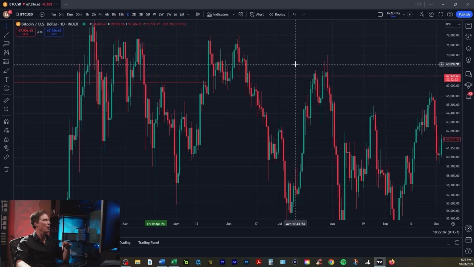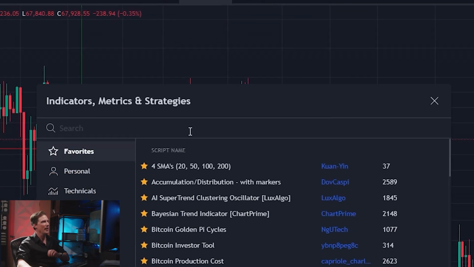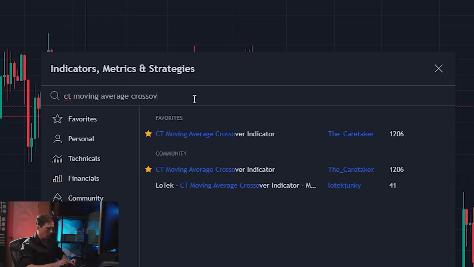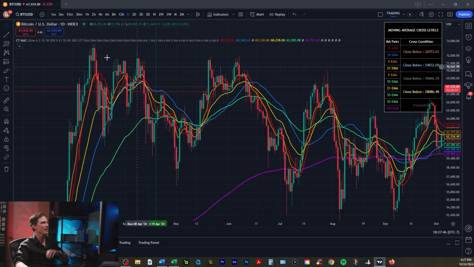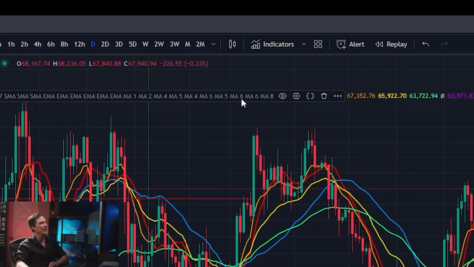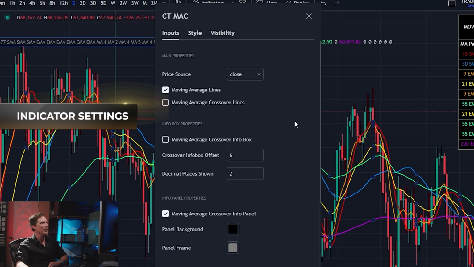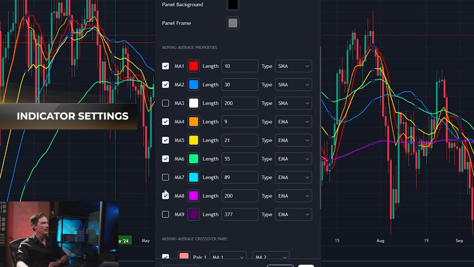So here we are on TradingView, and I'm going to go ahead and click on Indicators and type in CT Moving Average Crossover, and the one that we want is the one by the caretaker. Okay, so now let's go into the settings. Go to the upper corner, hover over the indicator, click on the settings cogwheel, and the first thing that you want to do is uncheck the moving average crossover info panel. Let's get rid of that, and let's uncheck everything here except for the top one.